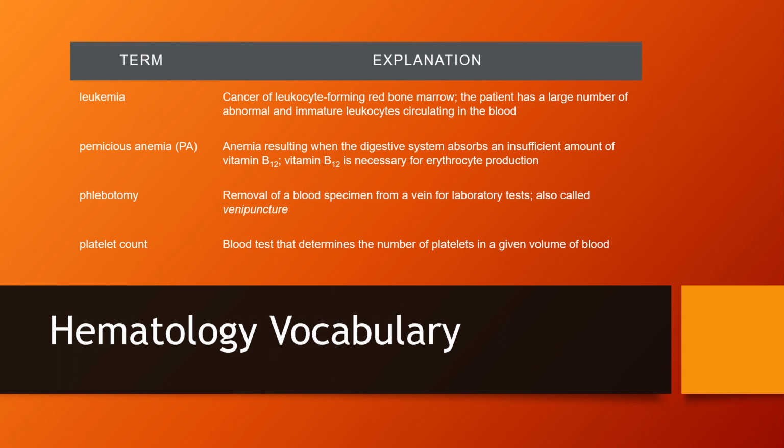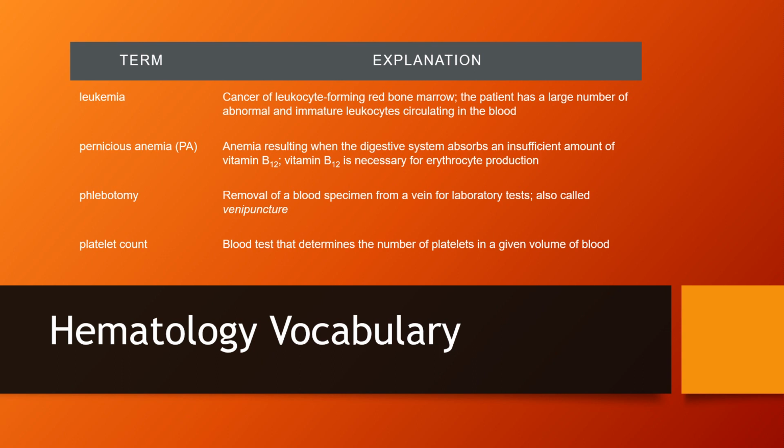Pernicious anemia, abbreviated PA, is an anemia resulting when the digestive system absorbs an insufficient amount of vitamin B12. This vitamin is necessary for erythrocyte production. And remember, erythrocytes are your red blood cells.